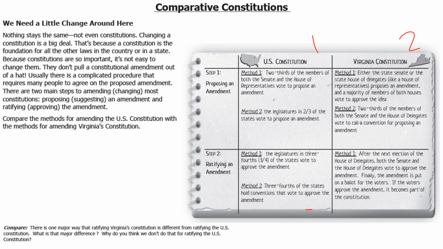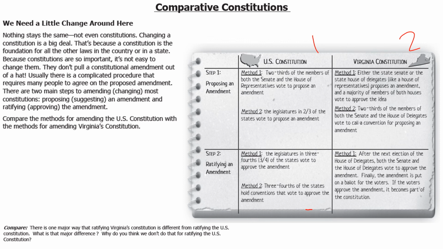Let's look at Virginia. Method 1: either the state Senate or state House of Delegates, like a House of Representatives, proposes an amendment, and a majority of members of both houses vote to approve the idea. Or Method 2, two-thirds of the members of both the Senate and the House of Delegates vote to call a convention for proposing an amendment. And let's look at ratifying. Instead of having two methods, Virginia has one. After the next election of the House of Delegates, both the Senate and the House of Delegates vote to approve the amendment. Finally, the amendment is put on the ballot for the voters. If the voters approve the amendment, it becomes part of the Constitution.